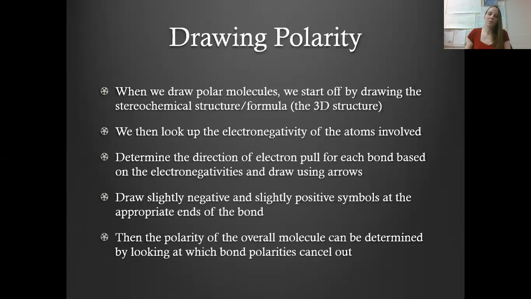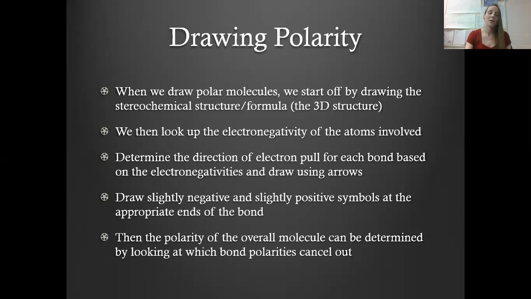When we draw polarity, we start off by just drawing our normal structural formula. So we just draw it out with the lines for bonds and stuff like that. Then you have to determine the electronegativity of your different atoms. Remember, the closer to fluorine something is on the periodic table, the higher its electronegativity. And then you're just going to draw the direction that the electrons would be pulled in each bond using an arrow.